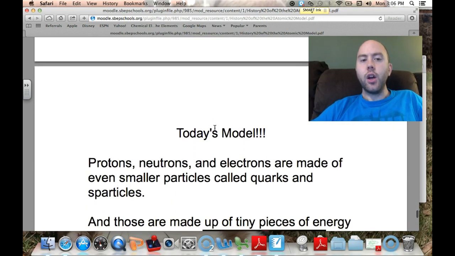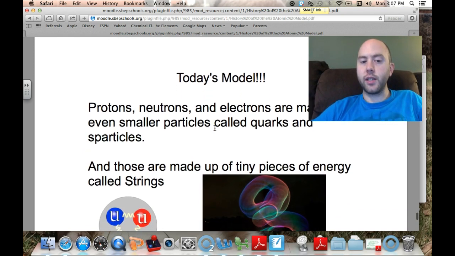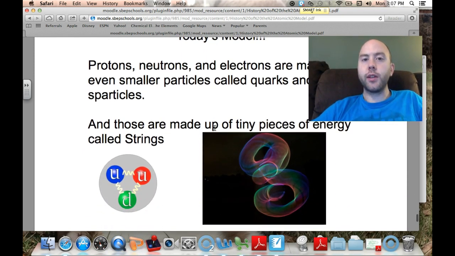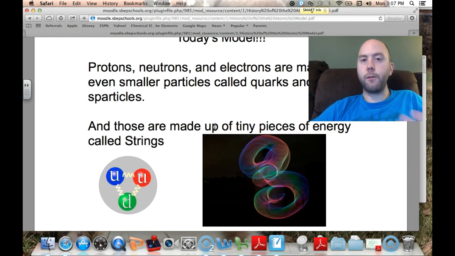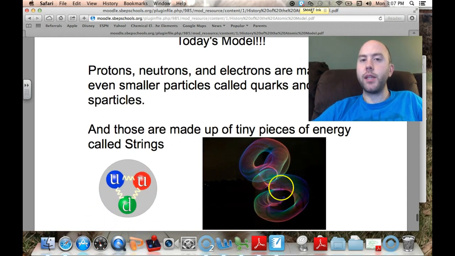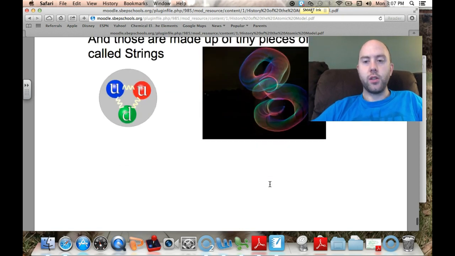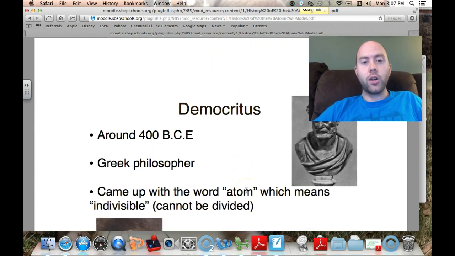2015. Today, we know that protons, neutrons, and electrons are made of smaller particles called quarks and sparticles, and those are possibly made of smaller particles called strings, which gives rise to the idea of string theory. And if you watch The Big Bang Theory, Sheldon Cooper, he's a theoretical physicist and he studies strings. So again, in today's model, we have quarks and sparticles, which are also made of these tiny vibrating pieces of energy called strings.